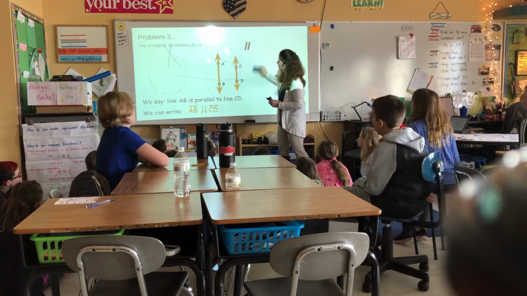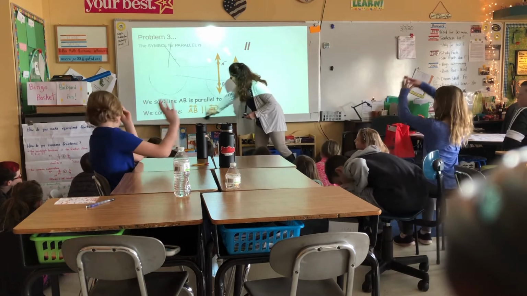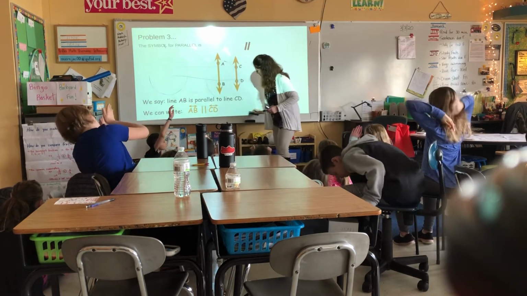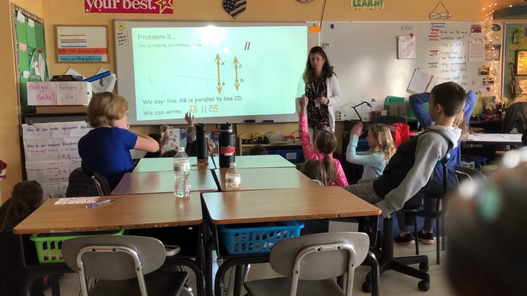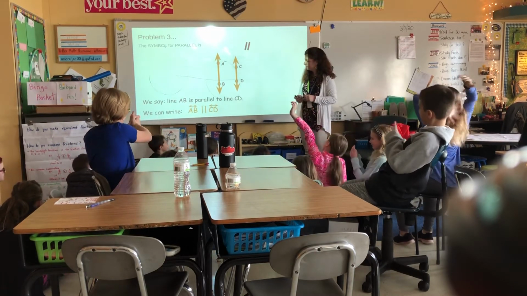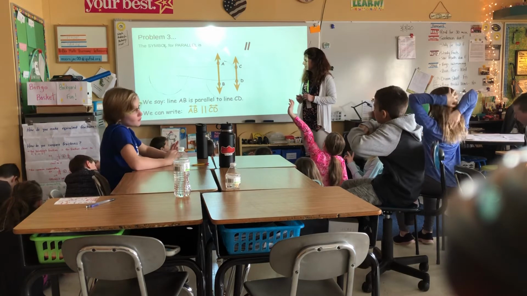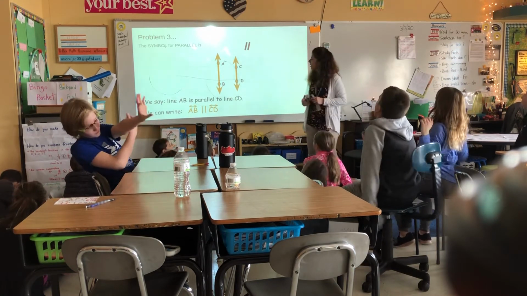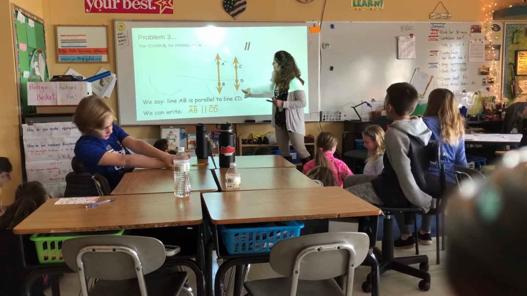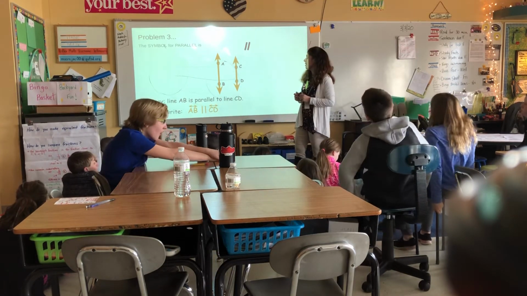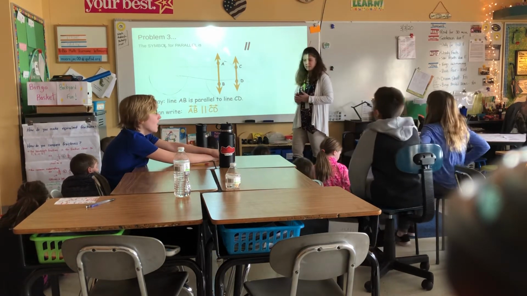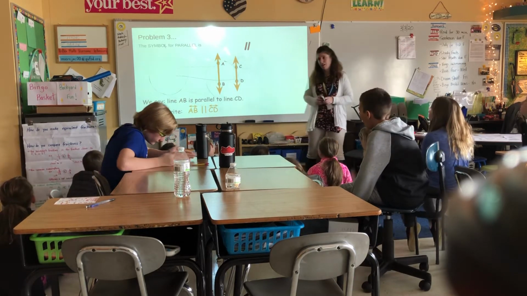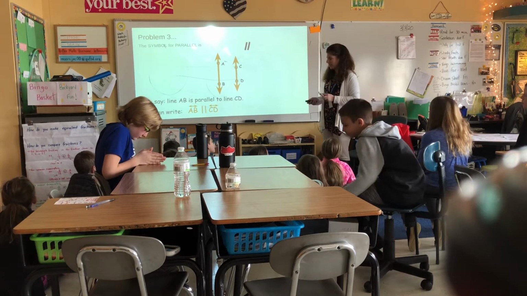The symbol for parallel. Does everybody see that? What does that look like? Anthony? A sideways equal sign. That's a great way to remember that. So in this example, AB and CD, we say that line AB is parallel to line CD. Does everyone see that they're parallel? Yeah. And it could be a sideways equal sign. Great.